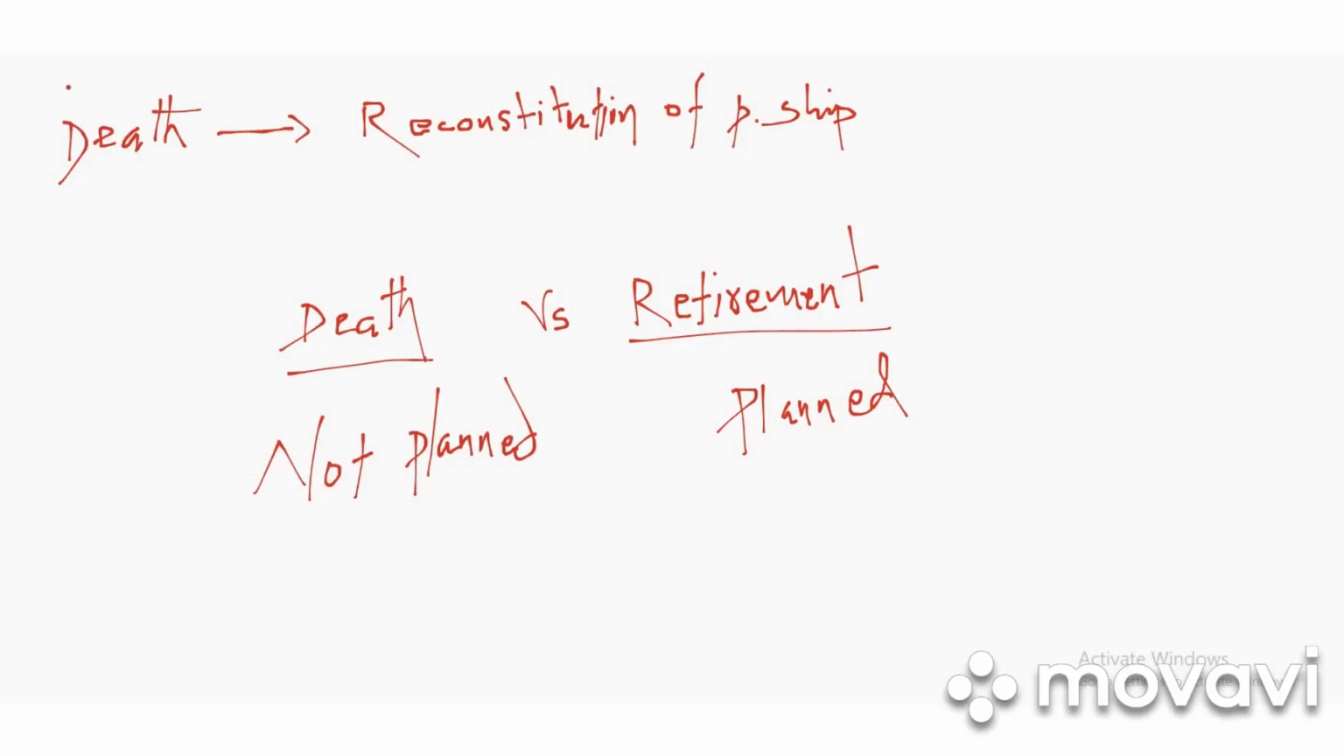Dear students, today we will discuss death of a partner. These days we have been discussing various cases of reconstitution. In reconstitution, we have already studied change in the ratio through mutual consent among the partners, admission of a partner, retirement of a partner, and now we are going to see death of a partner.